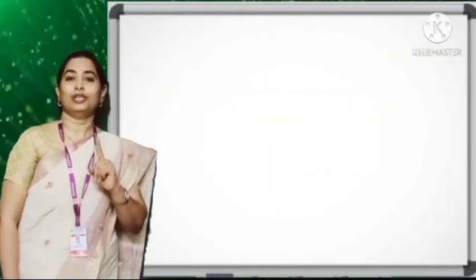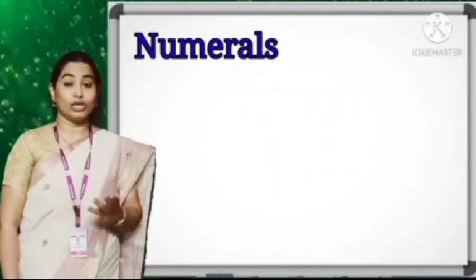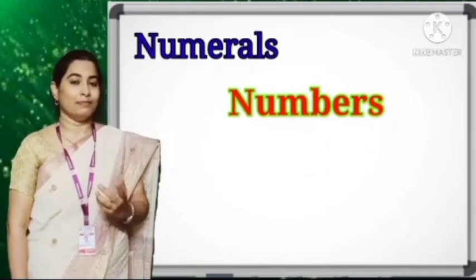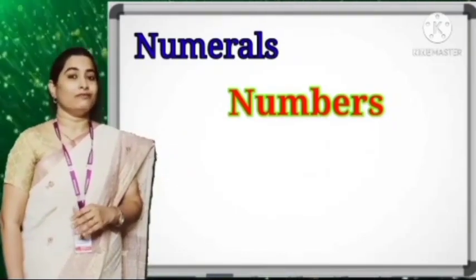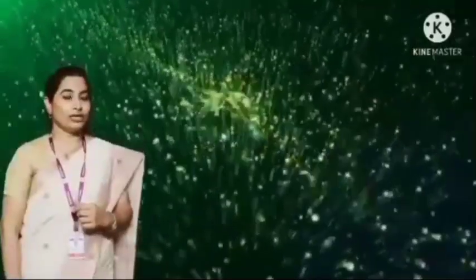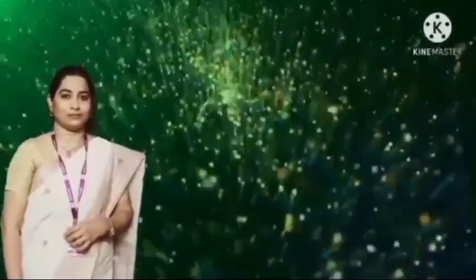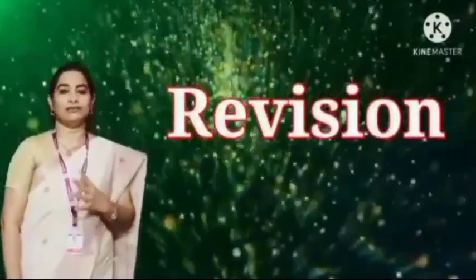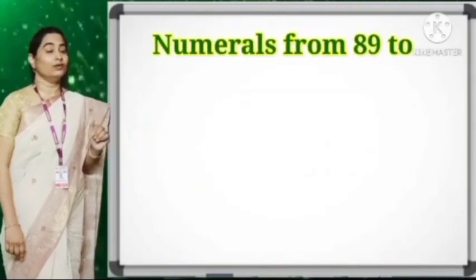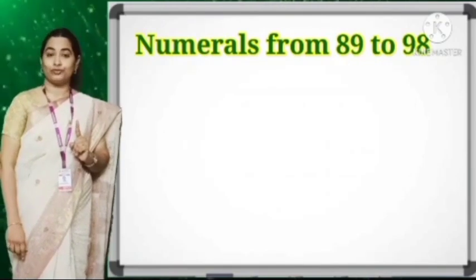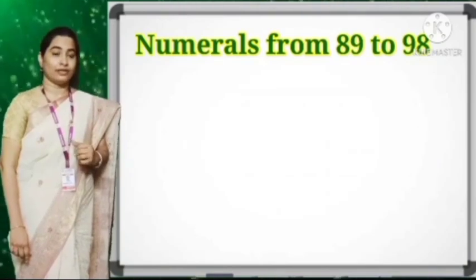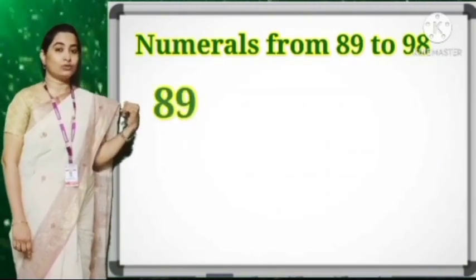Let's start with numerals. Children, what are numerals? Numerals are nothing but numbers. So children, we are going to learn numbers from 1 to 1000. You have already revised it many times. So let's do a revision now. Numerals from 89 to 98. Shall we start, children? So what comes next to 89?